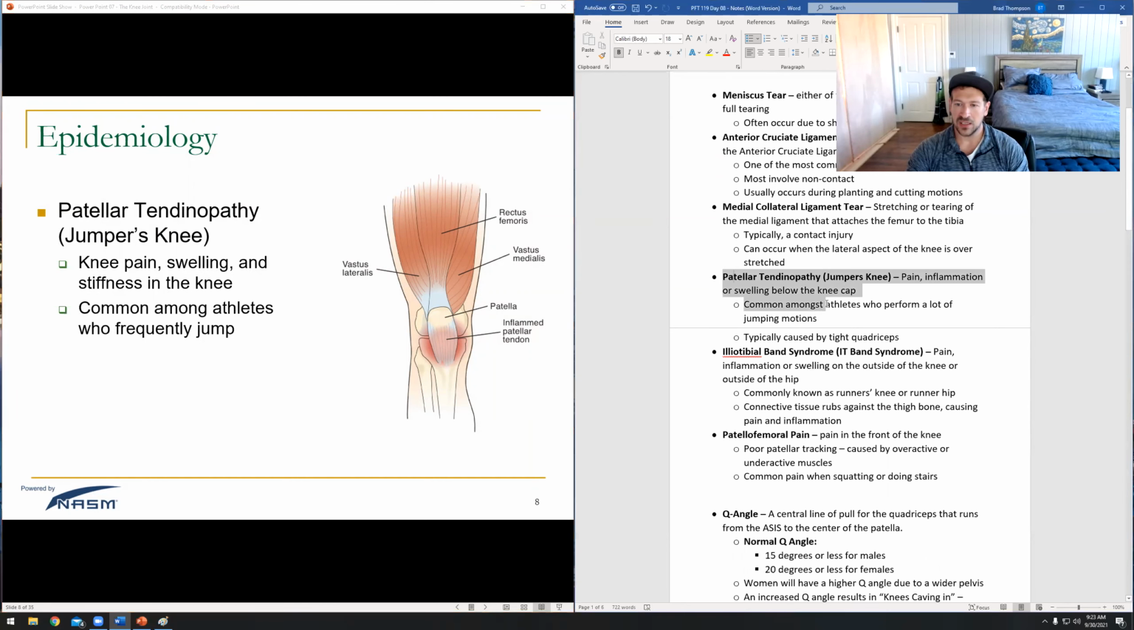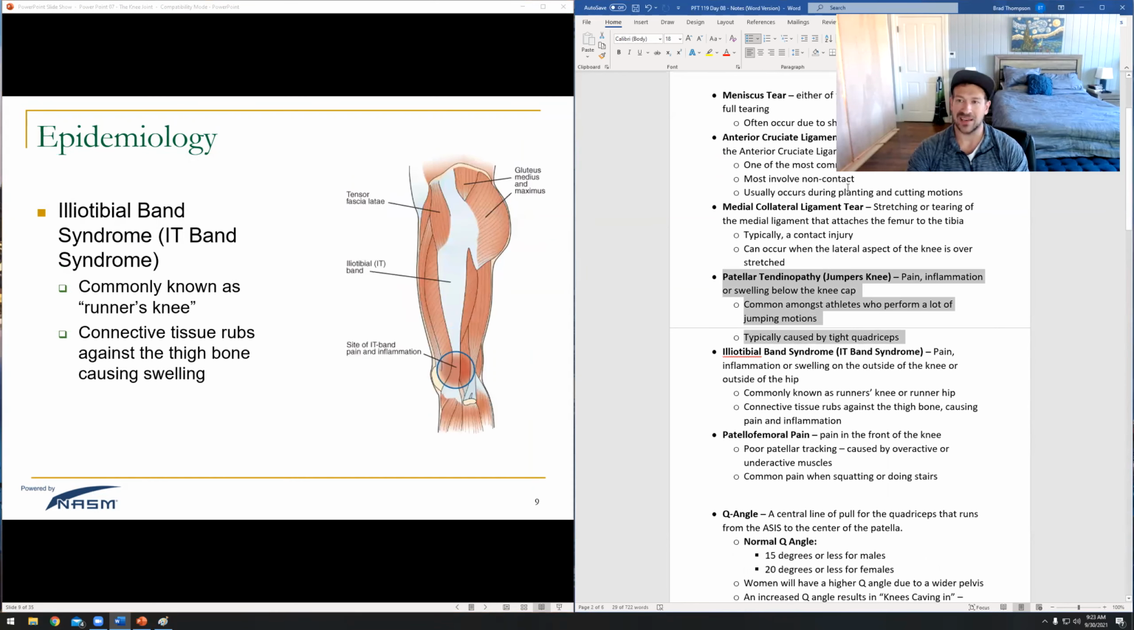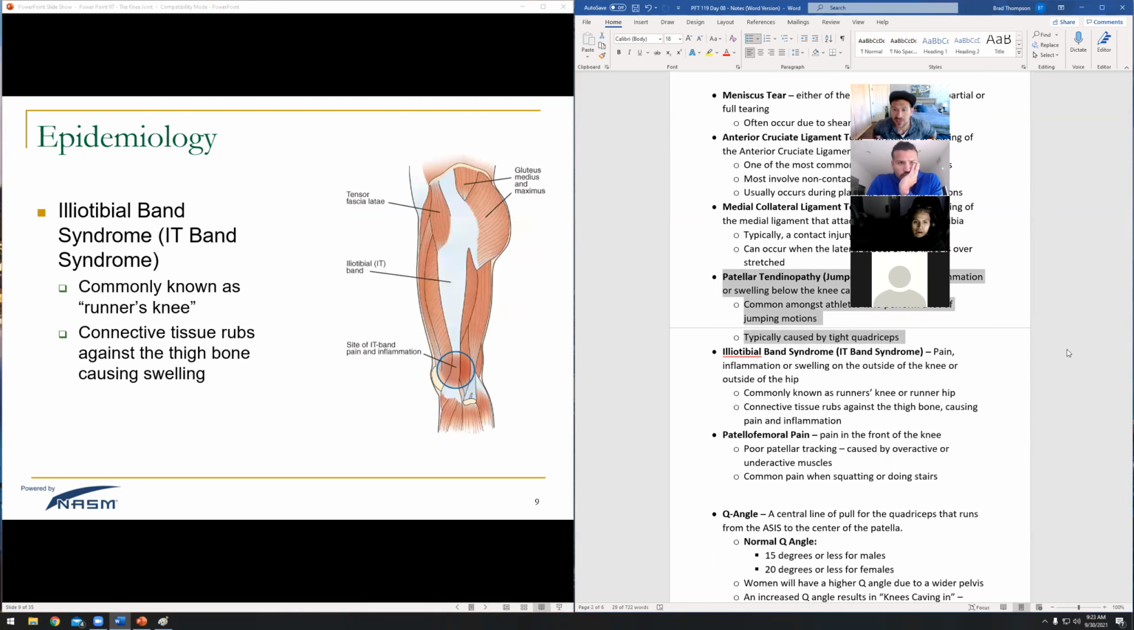So that's jumper's knee. We've also got IT band syndrome. This is something I struggle with sometimes. This is your IT band. Remember we talked about fascia earlier? You can see how we're drawing this in white. Your IT band for the most part is more fascia than it is muscle, honestly. It runs from this portion here to here. We call that your TFL, your tensor fascia latae. The TFL muscle is a hip muscle, so we're actually not going to talk about that today.